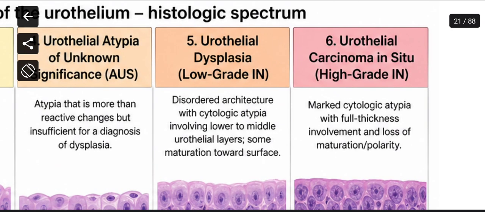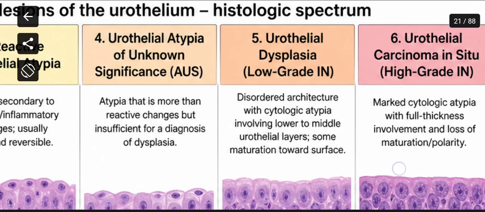So what is the difference? In low-grade neoplasia, now called dysplasia, there is disordered architecture with cytological atypia. Architecture is disturbed, cytology is disturbed, involving lower to middle cell layers, but the superficial or upper layers will show some maturation. Whereas in high-grade intraurothelial neoplasia, now called carcinoma in situ, there is full thickness involvement, loss of maturation, loss of polarity, and marked nuclear atypia.